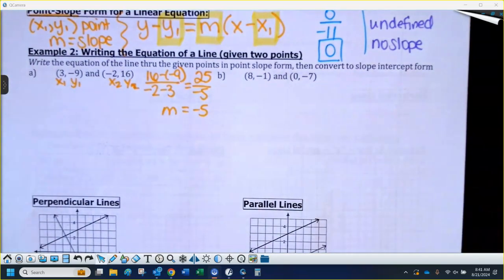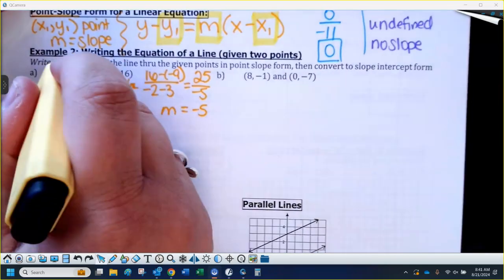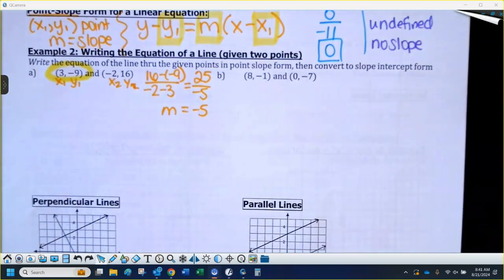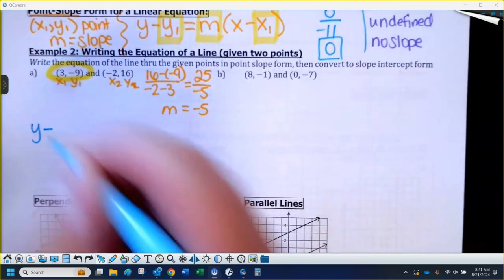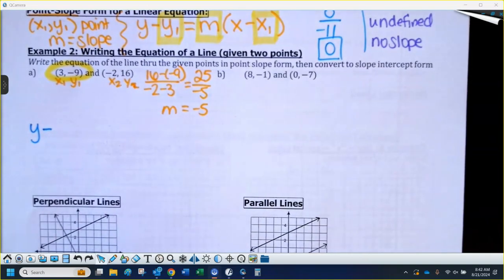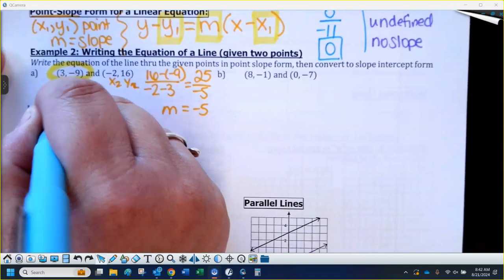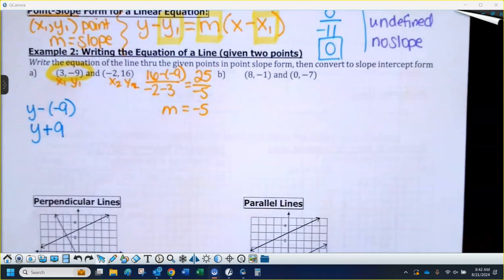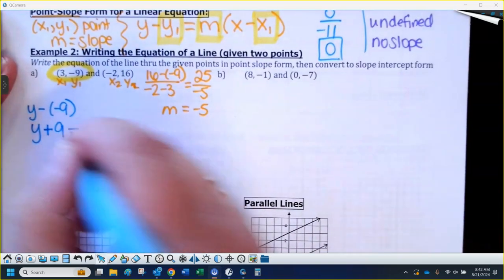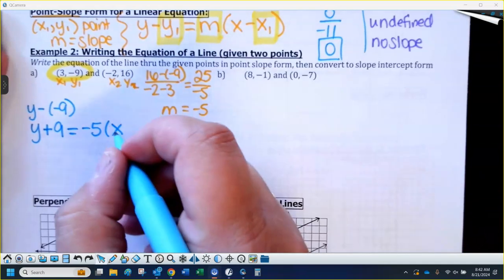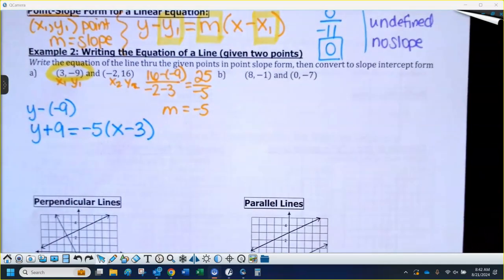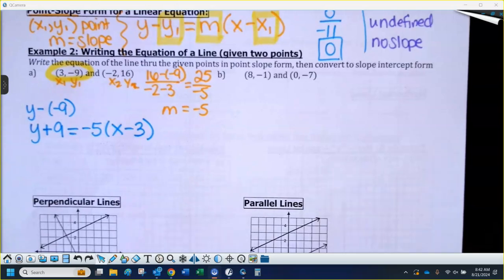Now, if you want to use the point slope form, you just pick either one of the points. It completely doesn't matter which one. I'm going to pick the first one just because I already have that labeled x1, y1. So here's what I'm going to do. I'm going to use this point slope formula. It would just be plain y, minus the y-coordinate of the point. So this would be minus a negative 9. I'm just going to write y plus 9, equals your slope, which we just said was negative 5, and then x minus the x-coordinate of the point. The x-coordinate of the point that I picked was 3, so it looks like x minus 3.